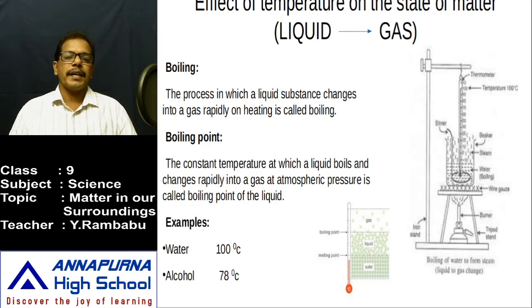And the boiling point depends on pressure also. At normal atmospheric pressure, water boils at 100 degrees Celsius. Does water boil at 100 degrees Celsius at every pressure? No. When the pressure changes, the boiling point also changes. How? If the pressure increases, the boiling point also increases. In the case of melting point, if pressure increases, the melting point decreases. But in the case of boiling point, if pressure increases, the boiling point also increases.